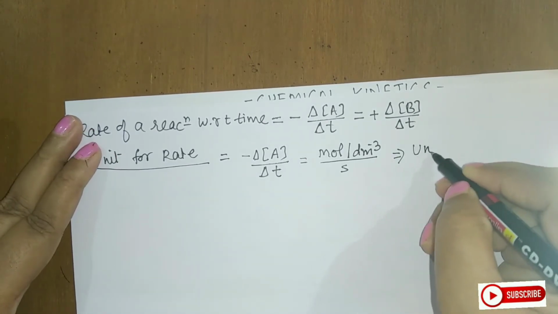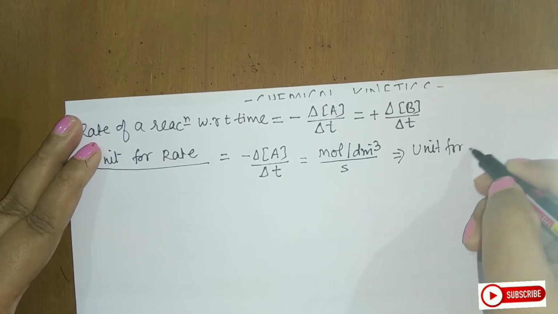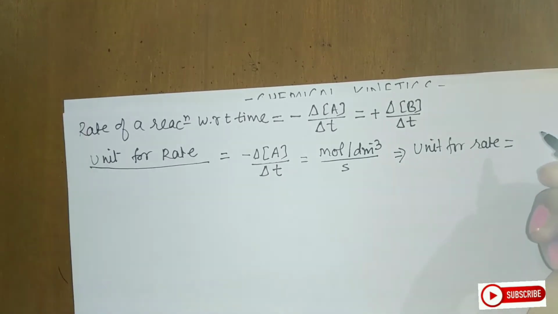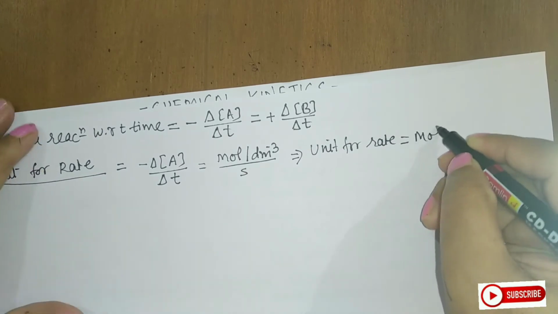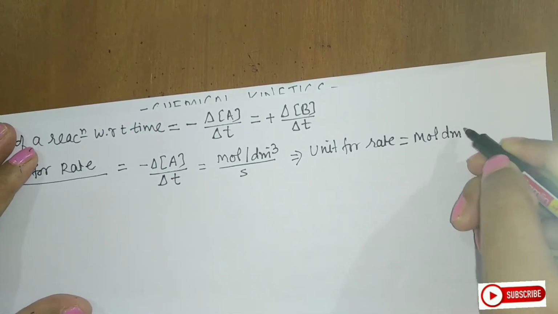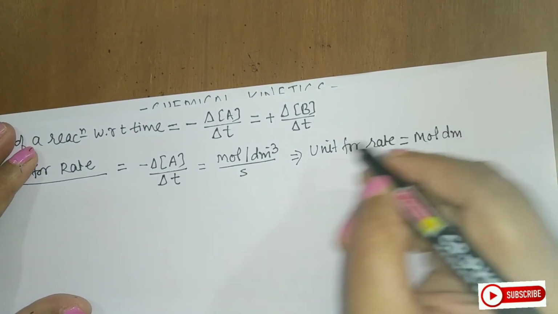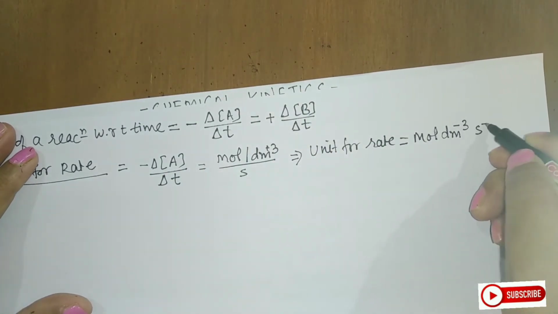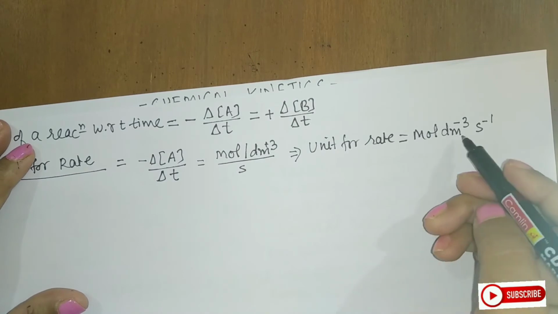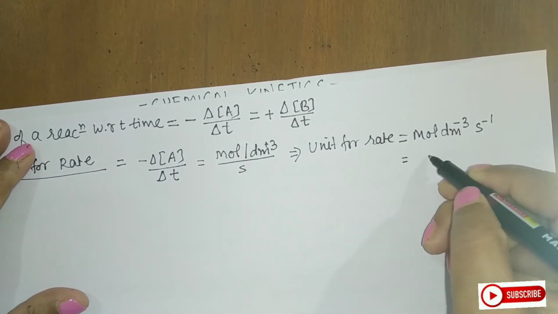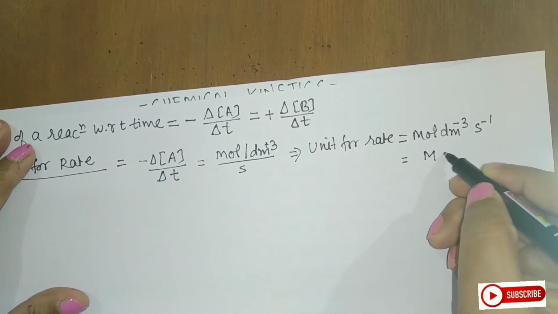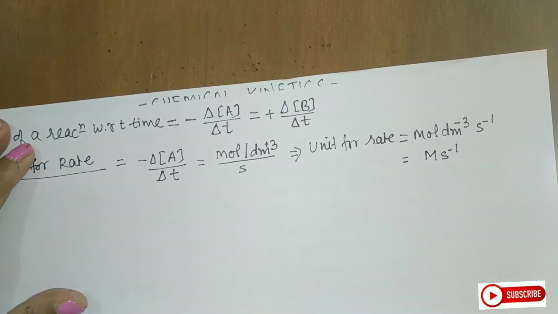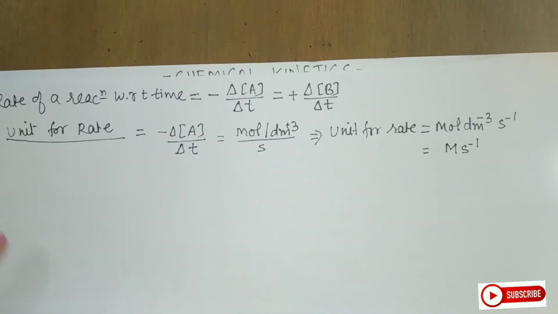So what will be the unit for rate? Therefore, unit for rate is mole per dm cube time inverse. What is mole per dm cube, students? Mole per dm cube is molar. So you can write molar second inverse. So this is the unit for rate.